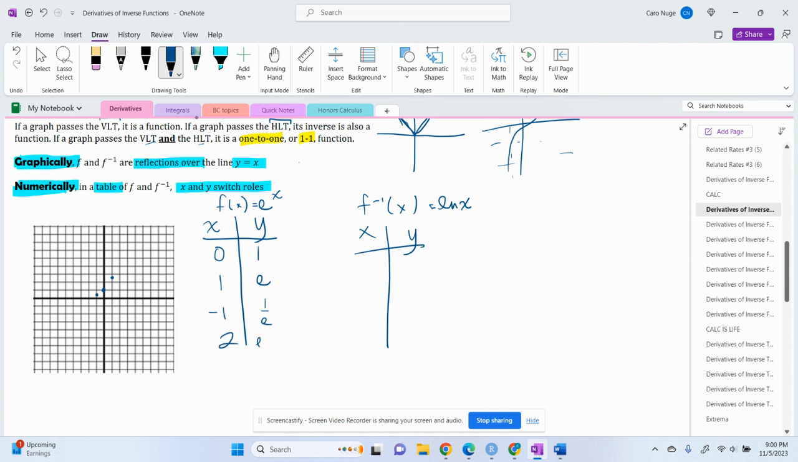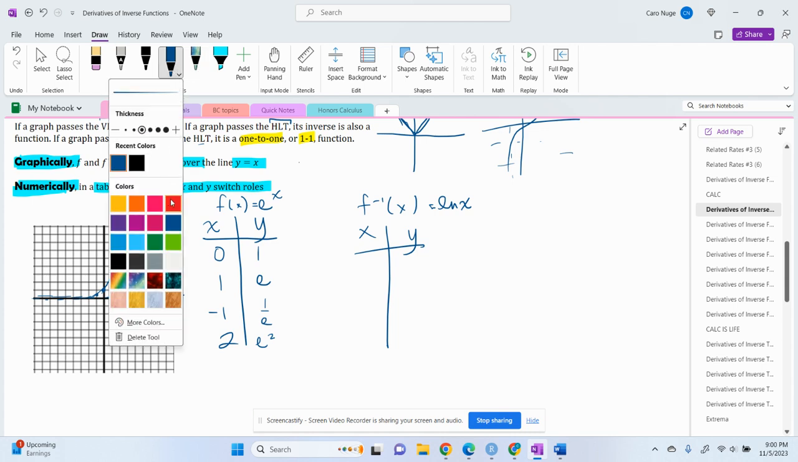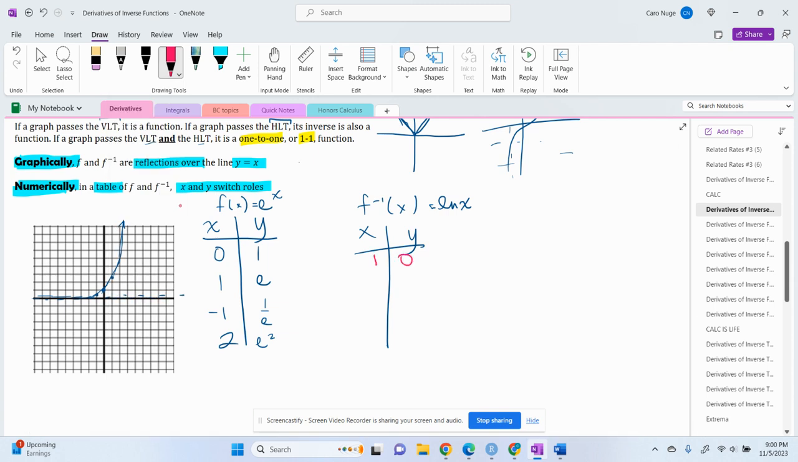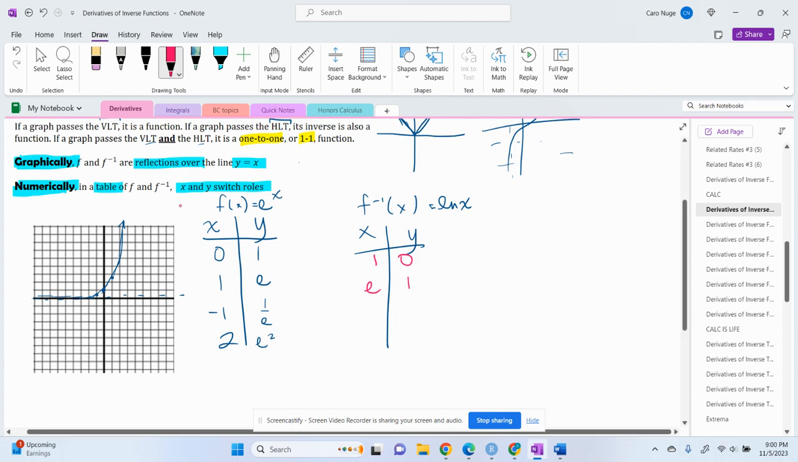You could do 2, that'd be e squared, so like 2.7 squared. I don't know what that is exactly though, so I'm not even going to try to plot that nicely, but okay, we know this has a horizontal asymptote of y equals 0. All right, so remember, because the inverse swaps ordered pairs, I can get them right away. Instead of 0, 1, it's 1, 0. 1, e becomes e, 1. 1 over e is -1, and e squared is 2.